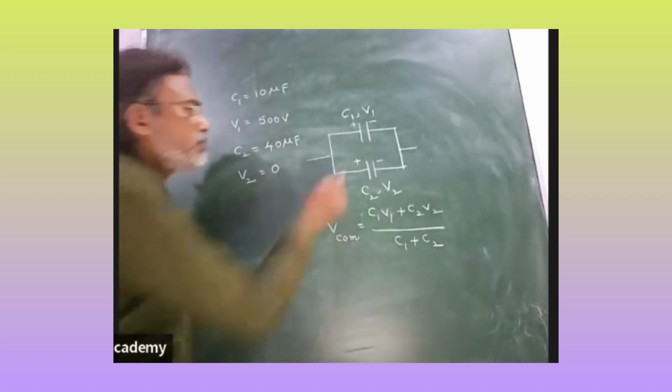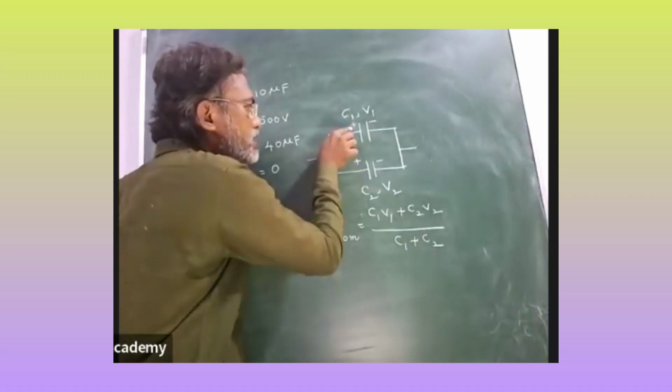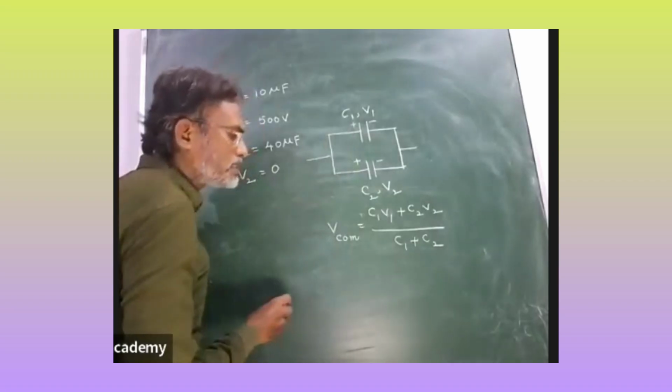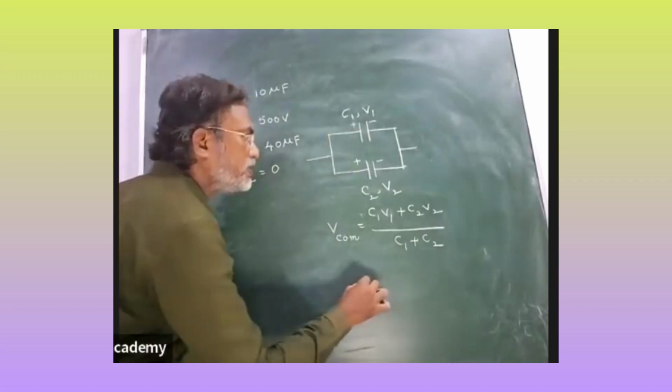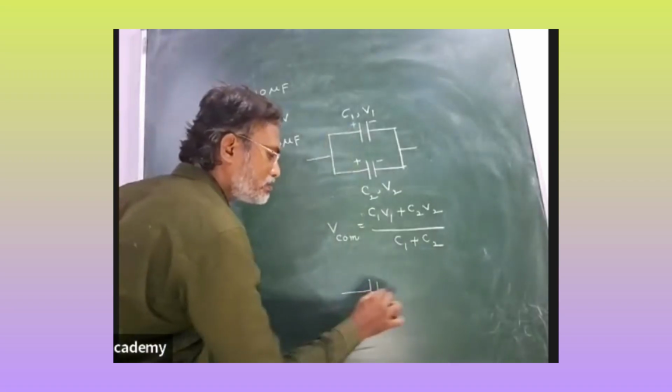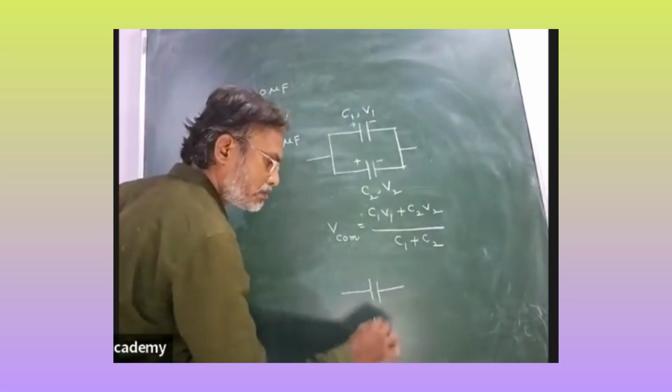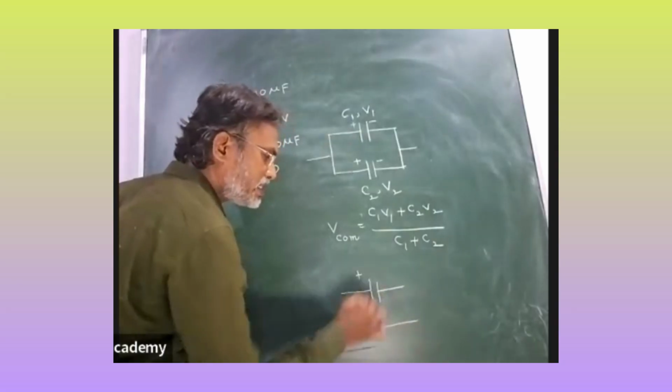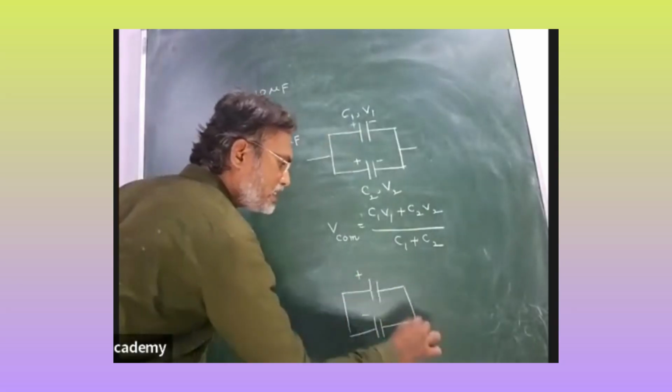For example, here plus and here minus, anti-polarities are connected. So here the topic is considered like this, and this is plus and this is minus, anti-polarities are connected.